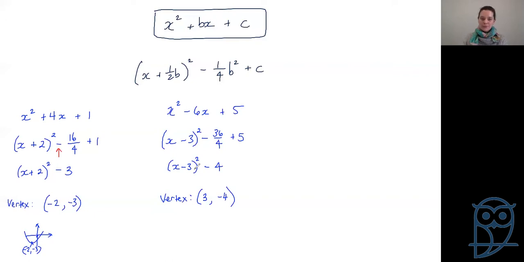One more because we've got the space for it, and it's always good to do lots of practice for maths. x squared plus 8x minus 1.